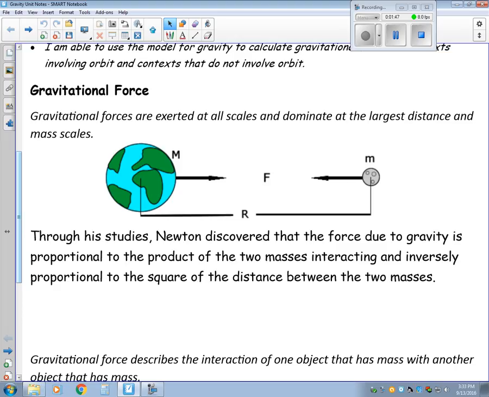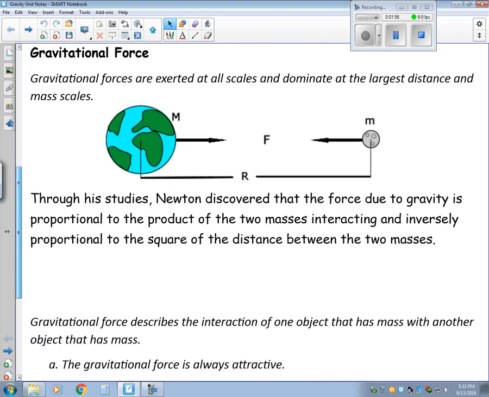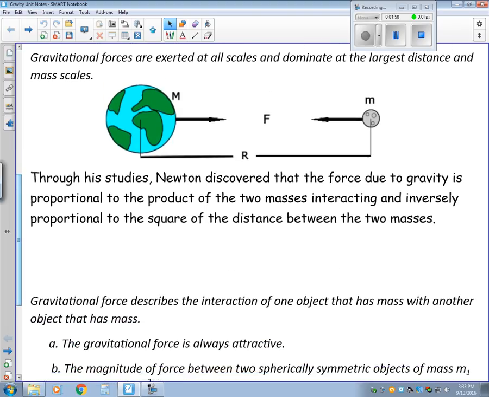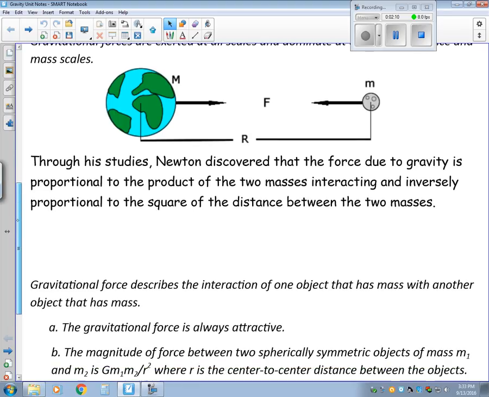Now, Newton was the one who kind of started to get the ball rolling on what exactly gravity is. And what happened was he discovered that the force due to gravity is proportional to the product of two masses, and that it's inversely proportional to the square of the distance between the two. So here's what Newton discovered.